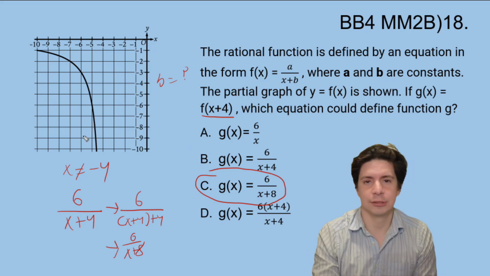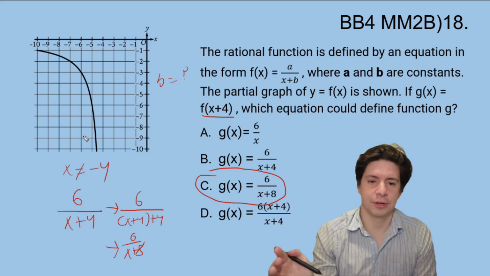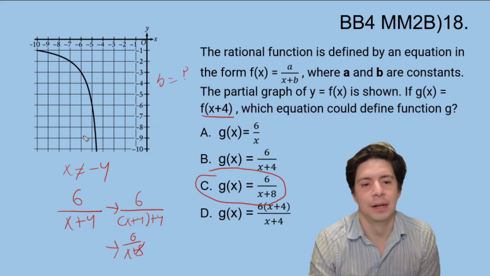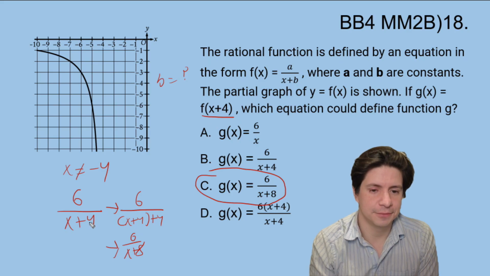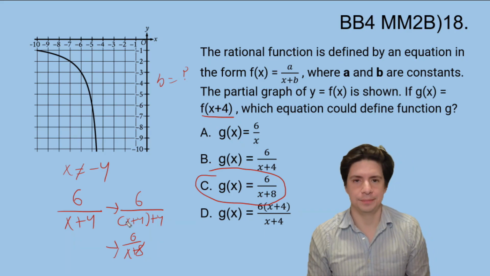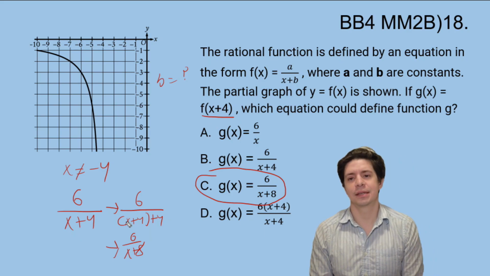But it's not too bad of a question. You just want to know the rules about translations, right? Vertical and horizontal. This is a horizontal translation. And more than anything, you just want to know that the equation would be 6 over x plus 4, and then you just add 4 to the bottom. And that's 6 over x plus 8.